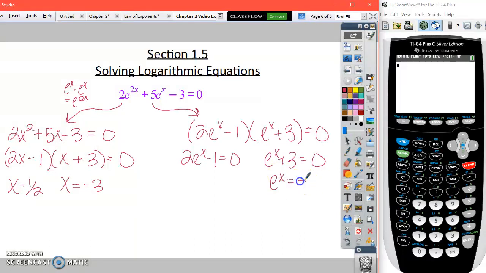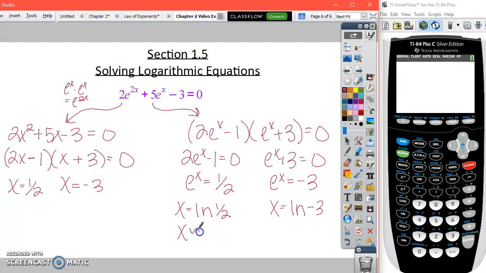I can rewrite this as e to the x equals negative 3, and I can rewrite this as e to the x equals a positive 1/2. From here, we need to find what these exponents need to be, keeping in mind that base e has a special logarithm, the natural log, that finds exponents. So x will equal the natural log of 1/2, and x will equal the natural log of negative 3.